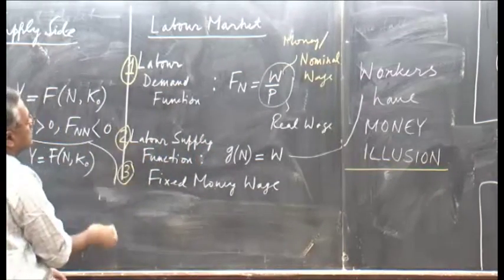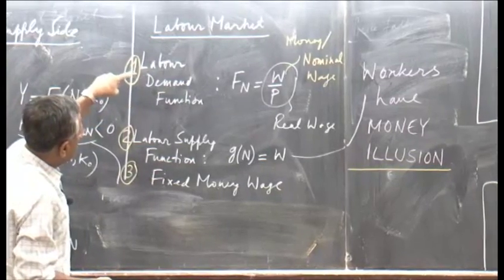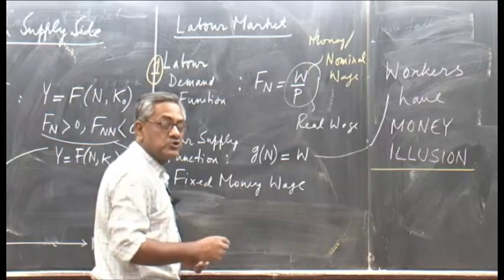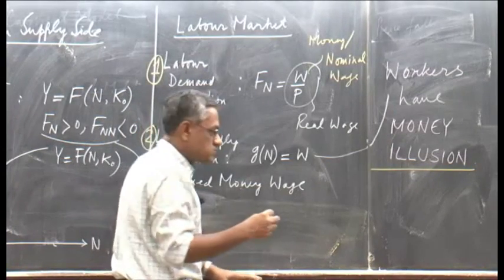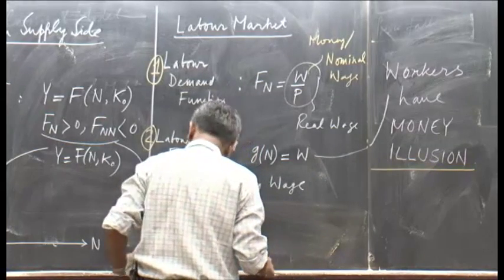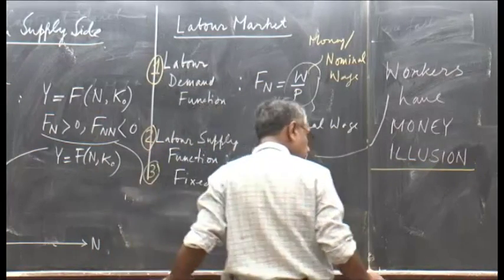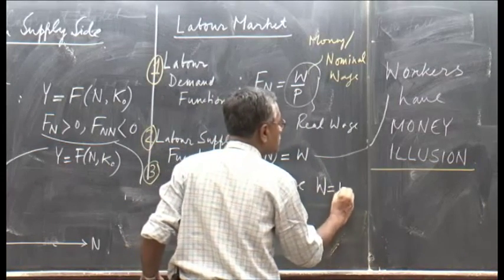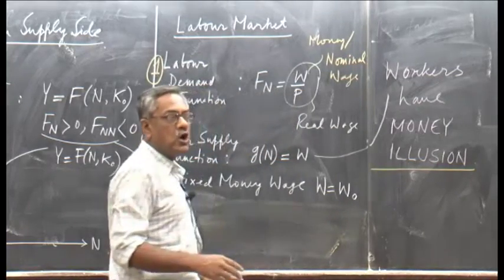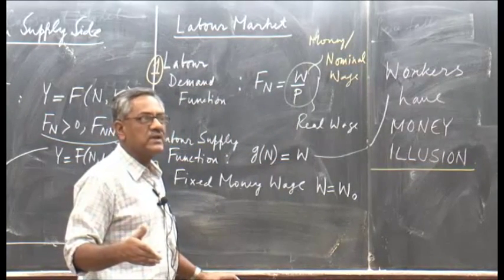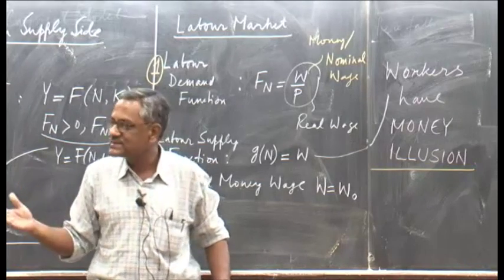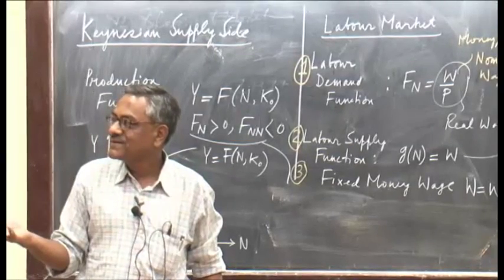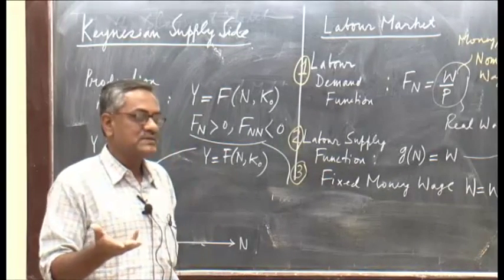In the labor market you have three items: a labor demand function, a labor supply function, and a fixed money wage because of the contractual nature of wages over the medium term, which means W is equal to W naught. Once W is equal to W naught, any worker who works for the company doesn't pay any heed to prices, because this is a contractually agreed upon wage.